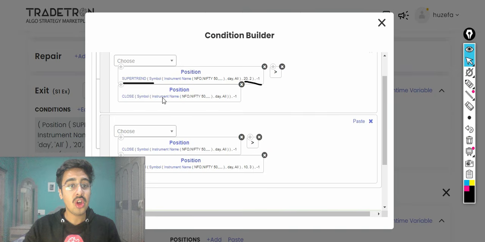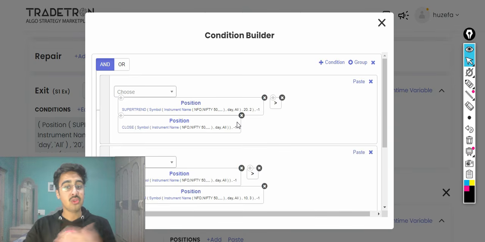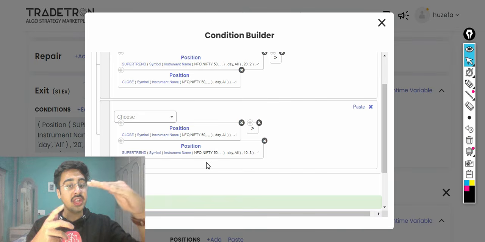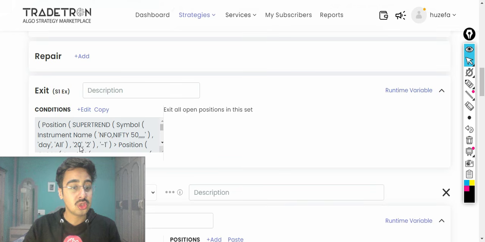So for that, I have my condition, which is an AND condition: point number one, if super trend 10-2 is more than the close, and if the close is more than the super trend 10-3, which is my exit condition. In such a situation, I would exit both the long trades that I took.